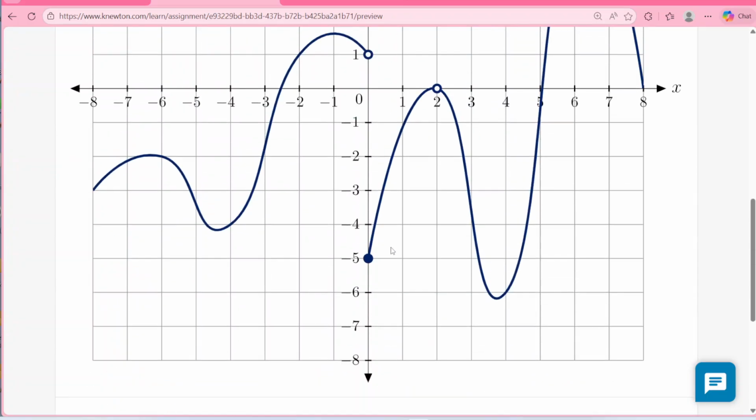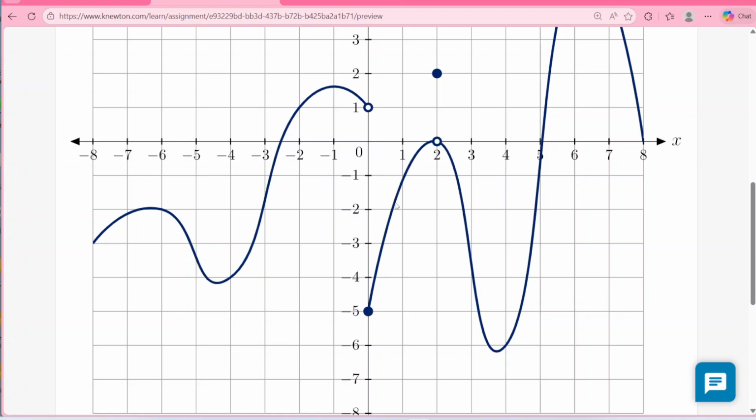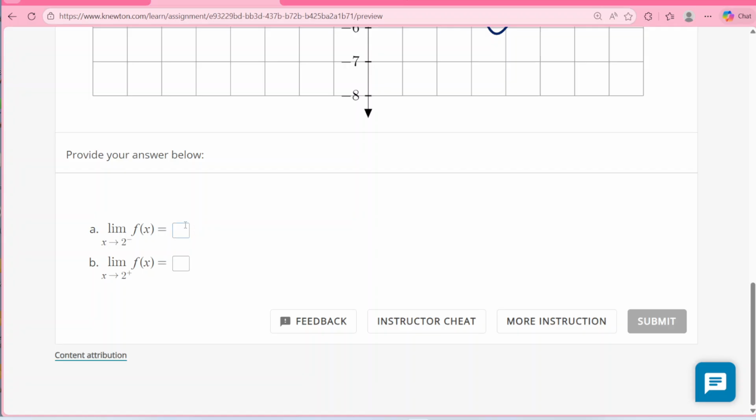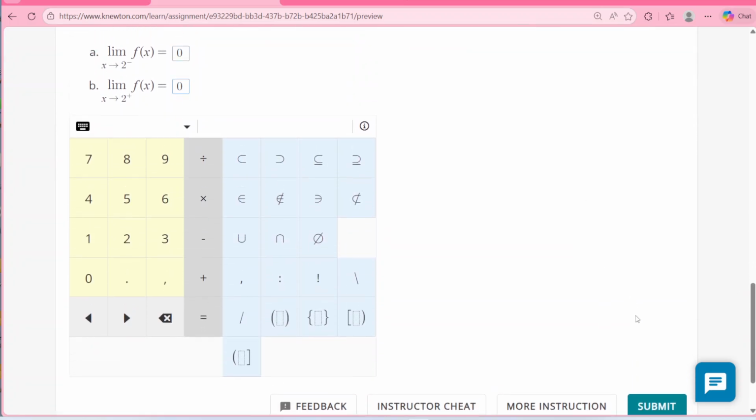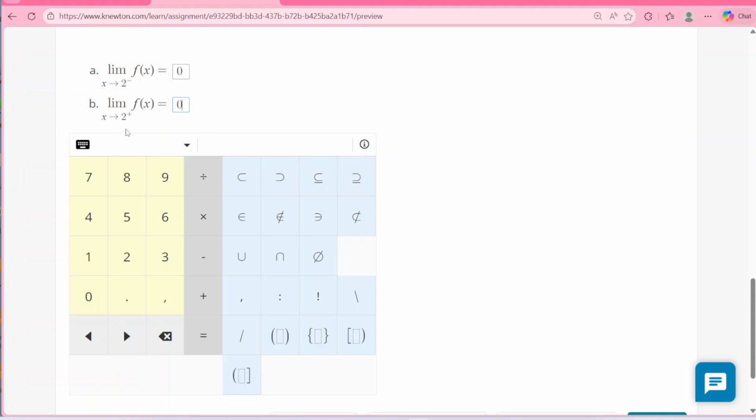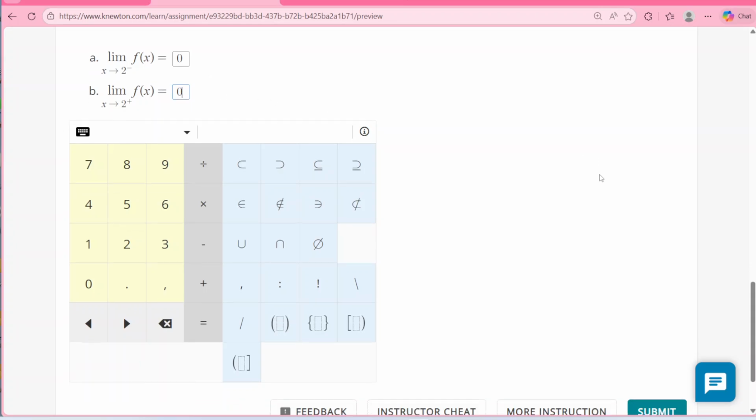So as x approaches 2 from the left, I'm on this piece of the graph, and I'm approaching this open point here with a y value of 0. And same thing for the right side. You approach 2 from the right side, you're also approaching that same location with a y value of 0. So both of these are 0. Left side approaching y equals 0, right side of 2 approaching y equals 0. And that's it. Now, if they had the two-sided limit there, limit as x approaches 2 of f of x, that would also be 0, because it's the same thing on both sides.